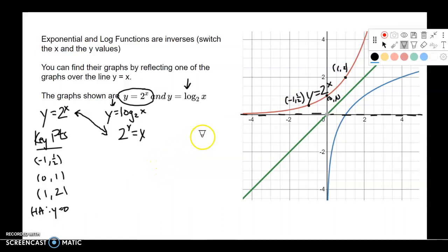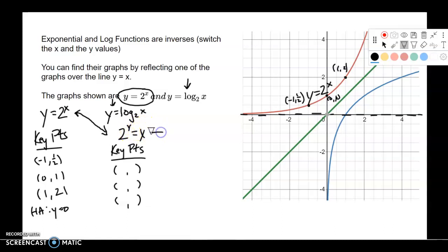That's all well and good, but I don't want to graph y equals 2 to the x. I want to graph y equals log of x with base 2, which we converted to exponential form: 2 to the y equals x. But we also know that the log function and the exponential function are inverses of each other, so we should be able to switch the x and the y. So if we want to graph y equals log of x with base 2, or 2 to the y equals x, the key points on that are going to be a little bit different because normally we would always plug in a number for x and get an answer for y.